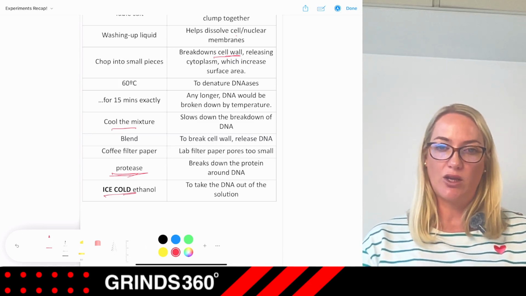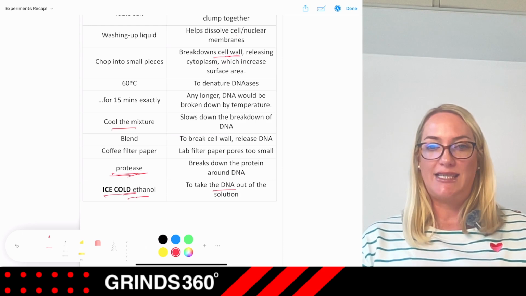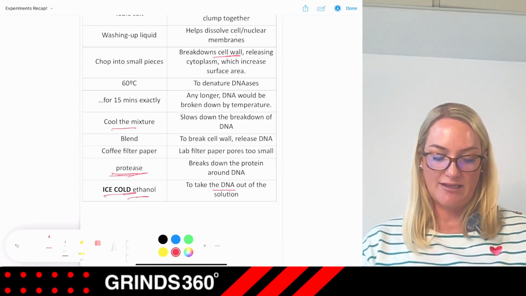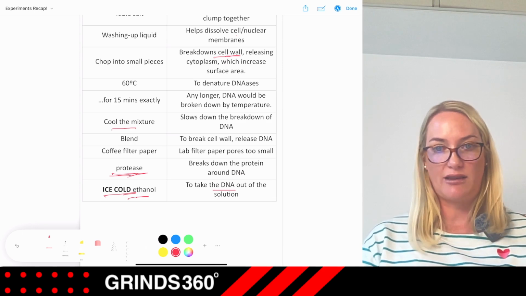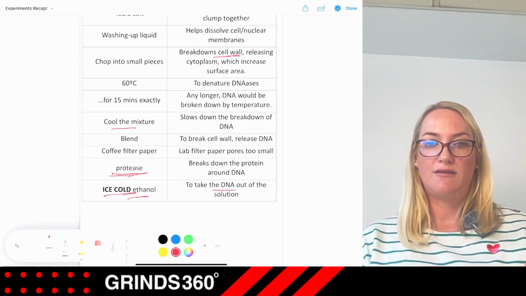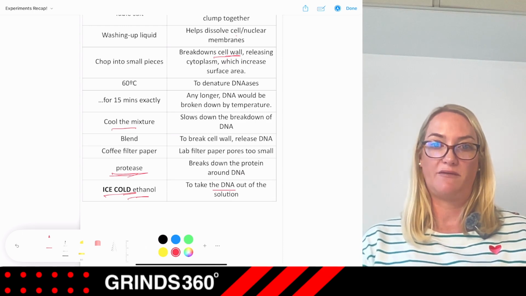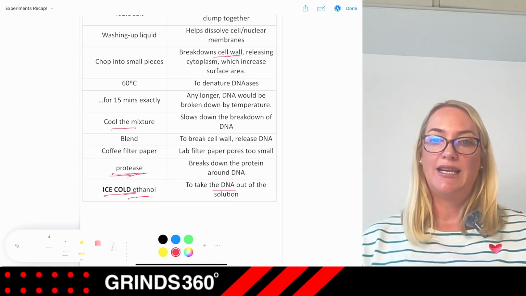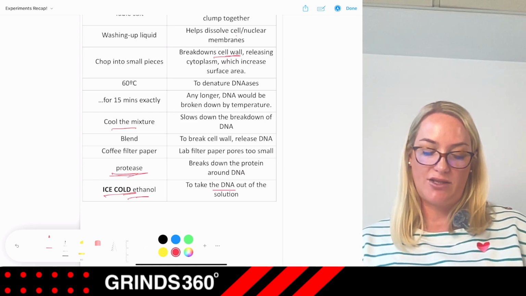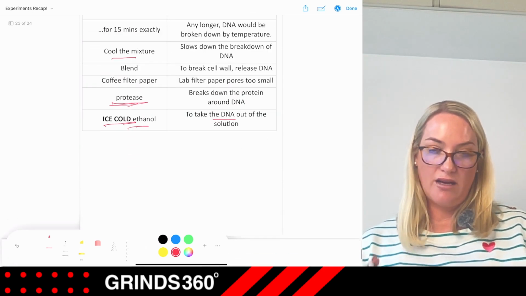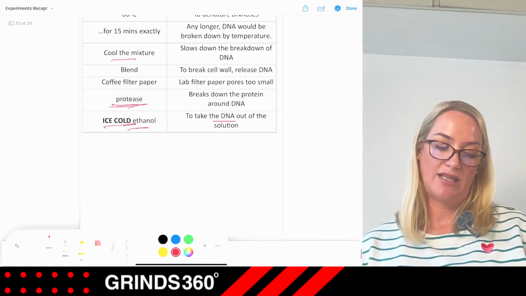Why do we add ice cold ethanol? That's to take the DNA out of the solution, so our DNA will be visible at the interface. And it's ice cold ethanol, it's not just ethanol. The ice cold ethanol that you would be handed by your teacher should have come from the freezer. So you add the ice cold ethanol at an angle, slowly down the side of your test tube. So that's your questions for question 8, all the experiments for question 8.